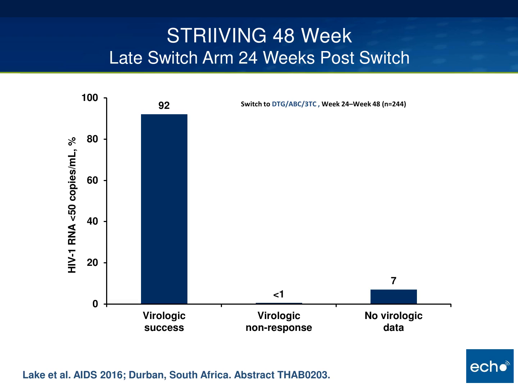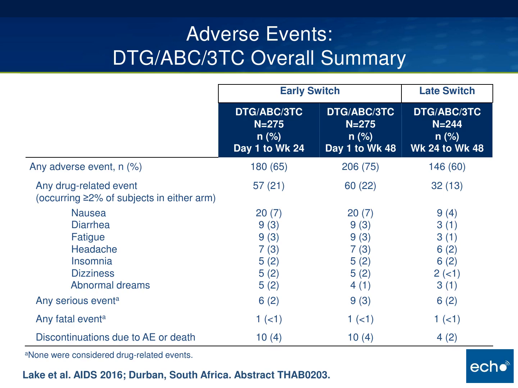So this is the delayed switch arm. These are the people randomized to switch after 24 weeks. Again, virologically, they did very well. But there were more discontinuations due to adverse events in those who switched early, not so much in those who switched late. But remember, with this particular regimen, many people are switching all 3 drugs at once.